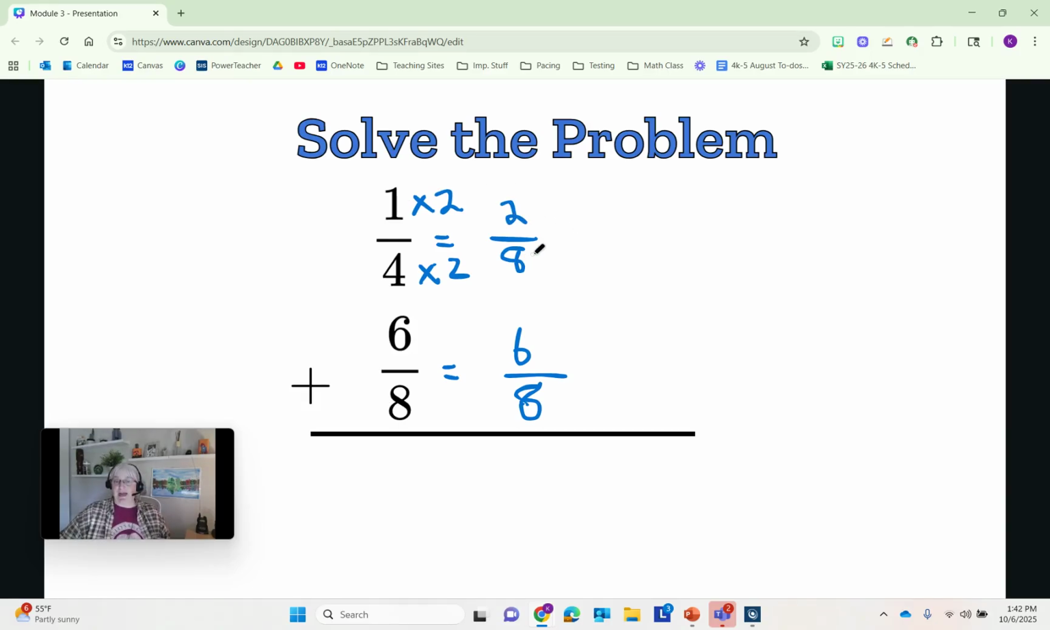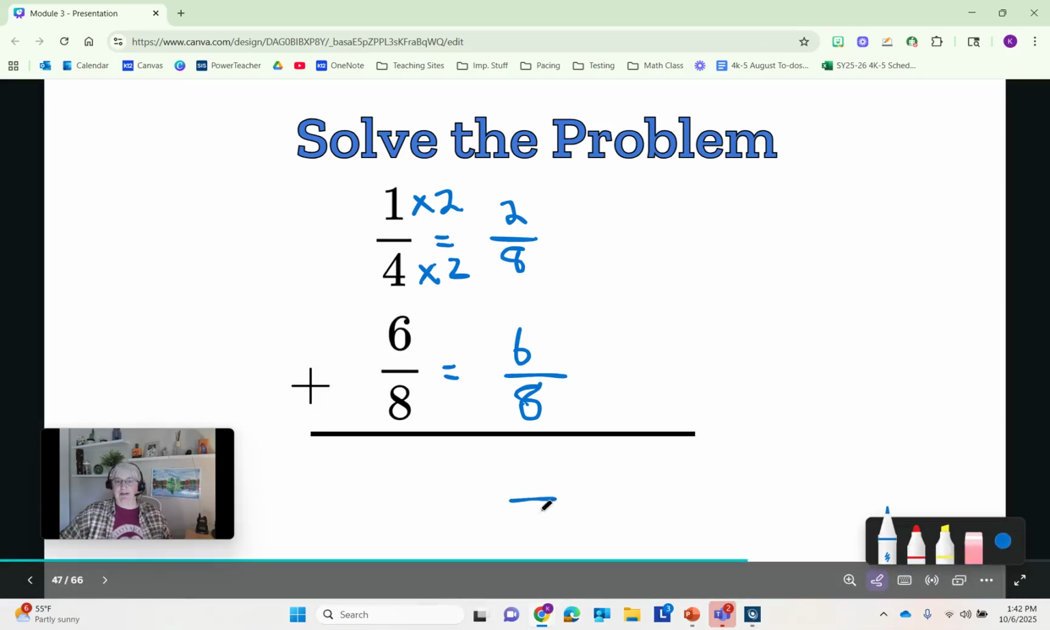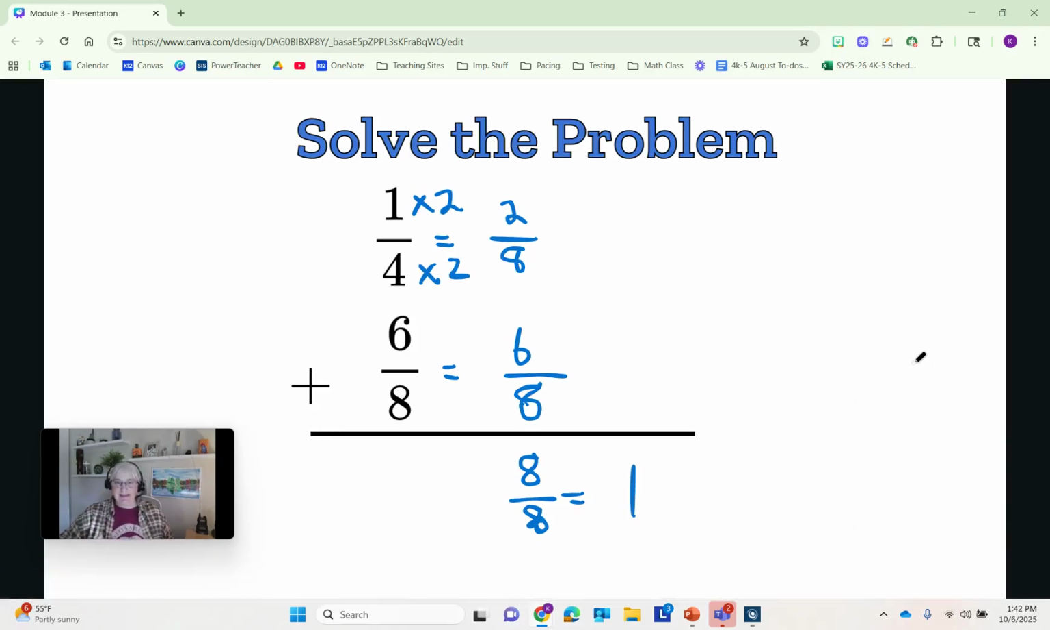Now we have 2/8 plus 6/8, and our answer is going to be eighths. 2 plus 6 is 8, and 8/8 is the same as 1 whole. If I have 8 pieces of pizza and all 8 pieces are there, I have 1 whole pizza.